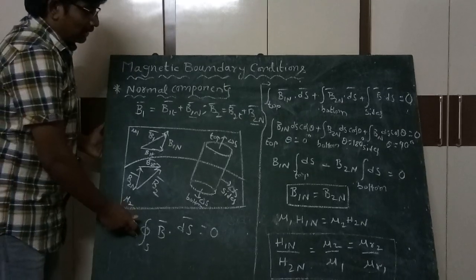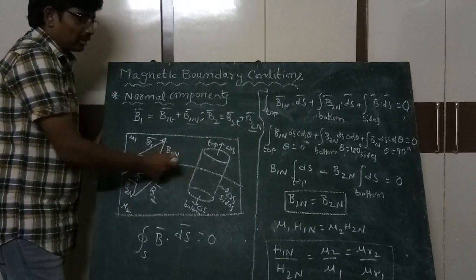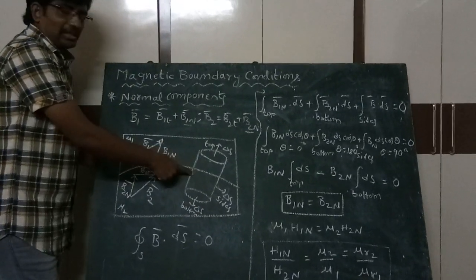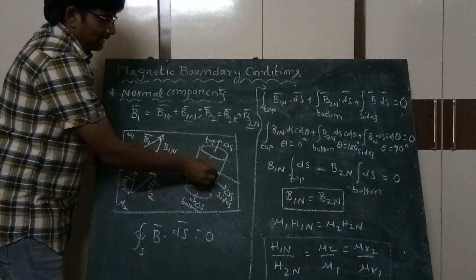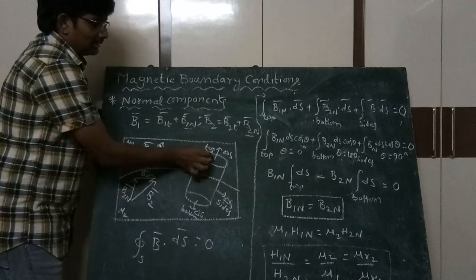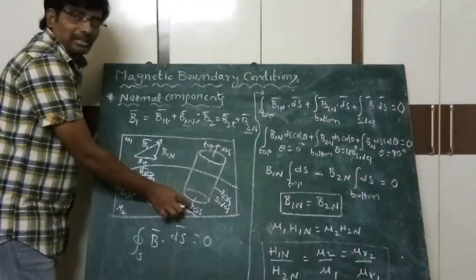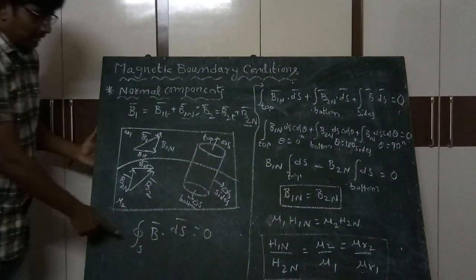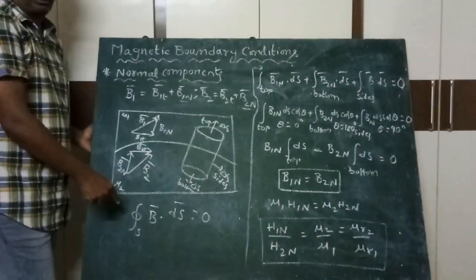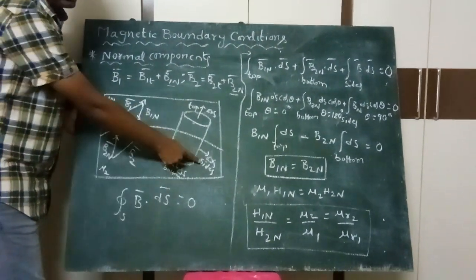For that we need to consider a closed surface which must be symmetrical about the boundary. So here we need to consider a cylindrical closed surface which has surface top, bottom and sides, and the top surface area is delta s, and the bottom surface area is also delta s. So this total closed surface integral of B bar dot dS bar is divided into three parts. One is the top surface, second is the bottom surface, and third is the sides.